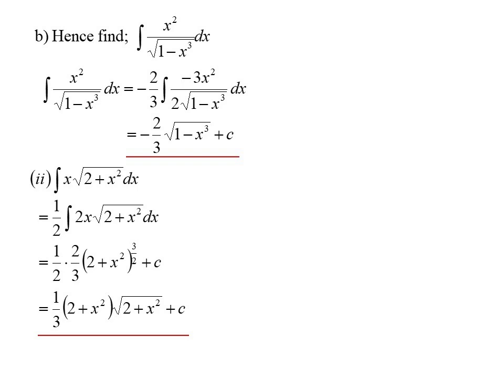It's still the same idea, but it has a bit more working out to it. It's probably not as efficient. If you spot it straight away, it's so much quicker. But if you don't, you go, what's causing me the problem? Well, that's 2 plus x squared. So let's make 2 plus x squared go away.